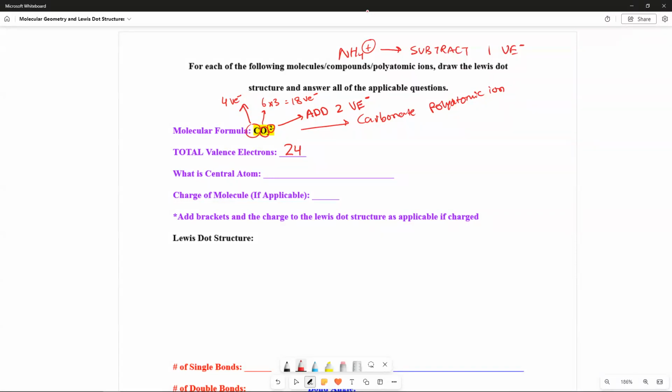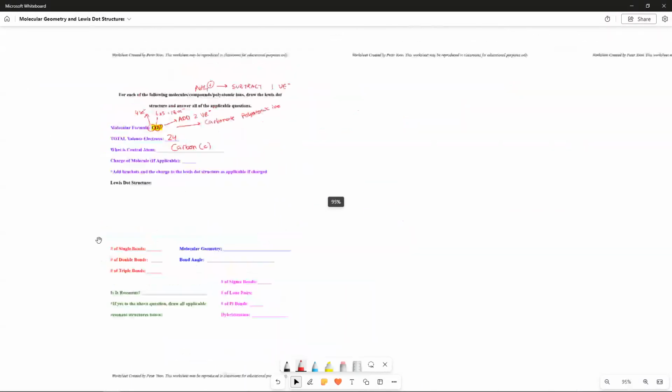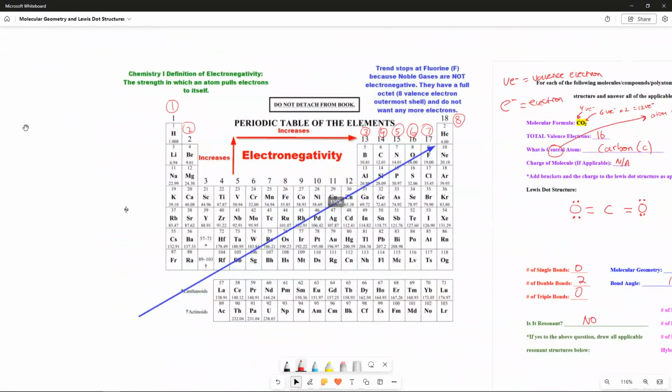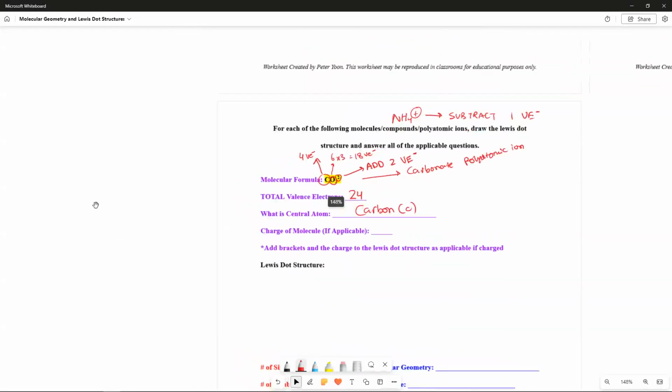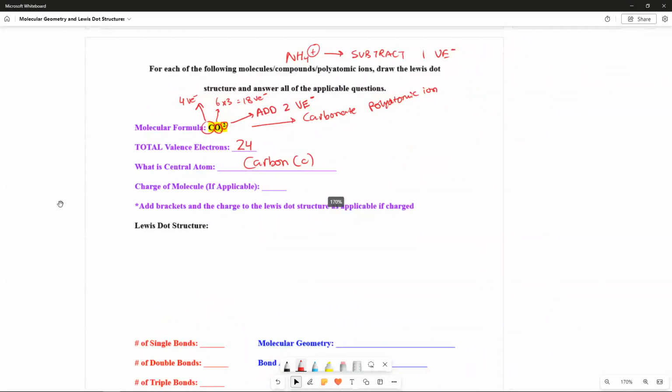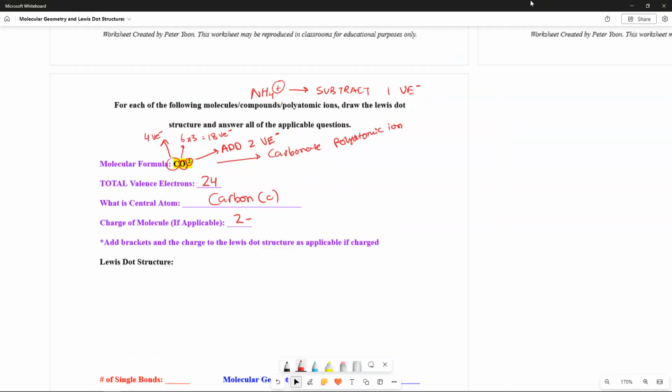The central atom is going to be carbon, C. Because once again, if we take a look at our periodic table, we are choosing the least electronegative, and we have carbon versus oxygen, and we know that electronegativity increases left to right, and carbon is less than oxygen, so it will be the least electronegative in the polyatomic ion, therefore it is the central atom. The charge of the molecule is 2- because it literally says right there. And because we have a charge, we're going to have to add brackets to the Lewis dot structure, which I'll show you how to do.